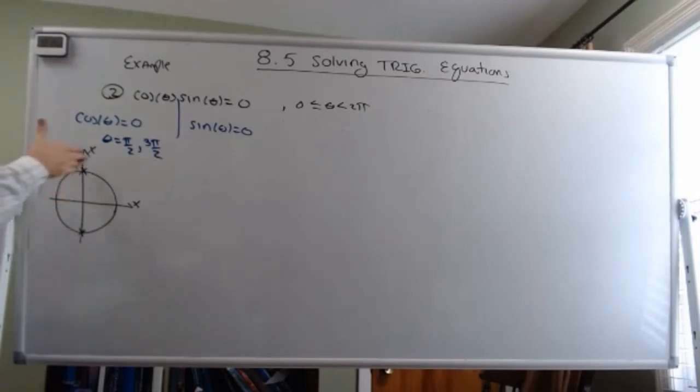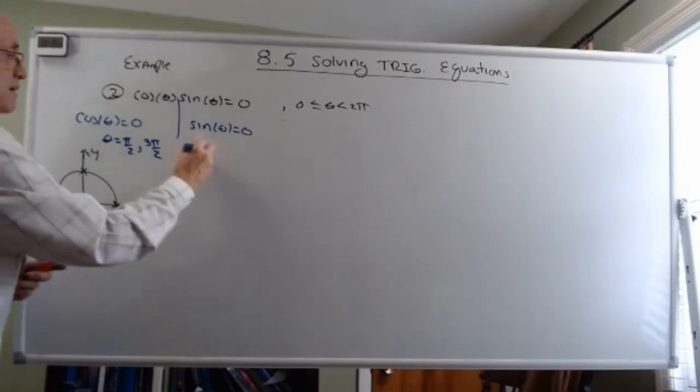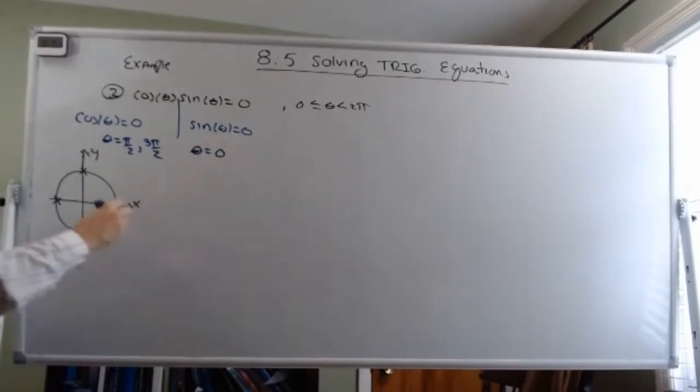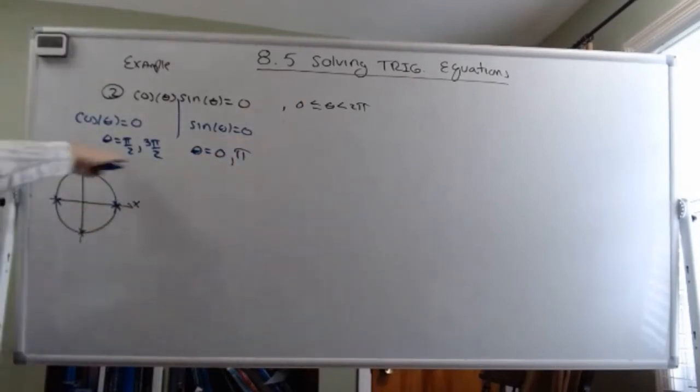Well, what about the sine? I'm now looking for my y coordinate being 0, so I want my y being 0. Well, on this interval, I have two possibilities, and they occur right here and right there. So what do I get? Theta equals 0, or theta is equal to pi, and it's on that interval. So I actually have 4 solutions between 0 and 2 pi.